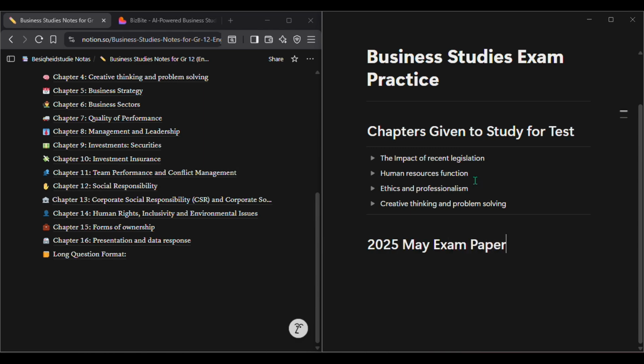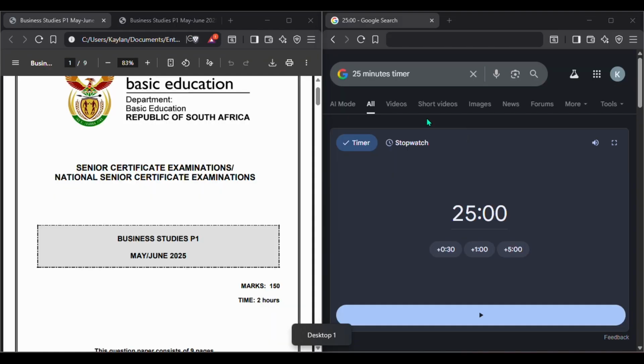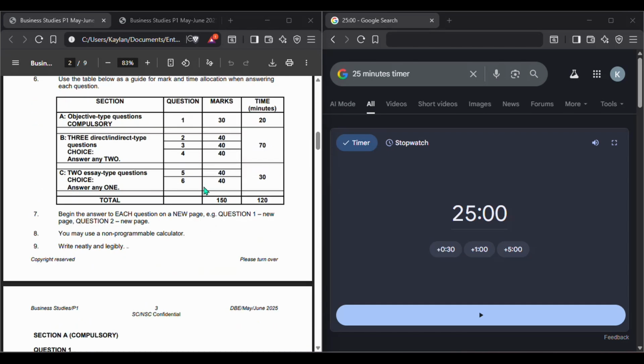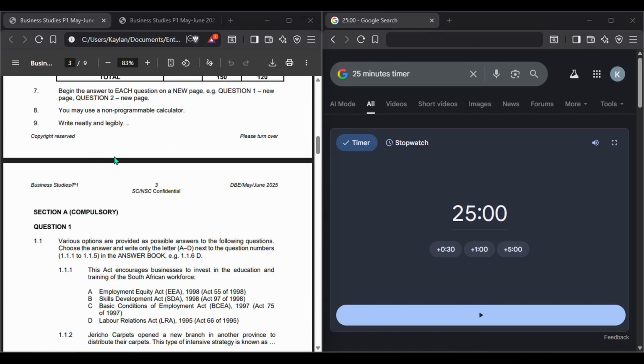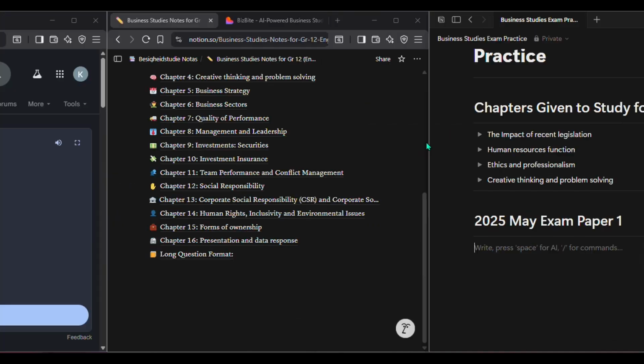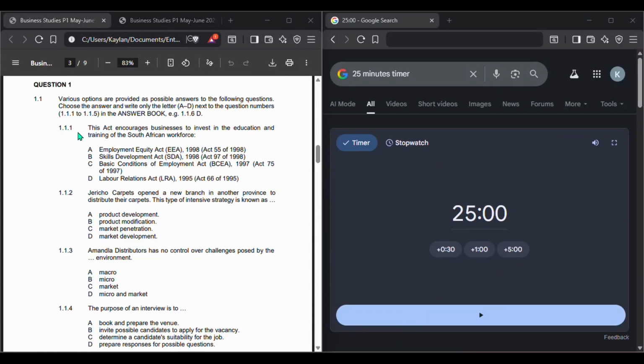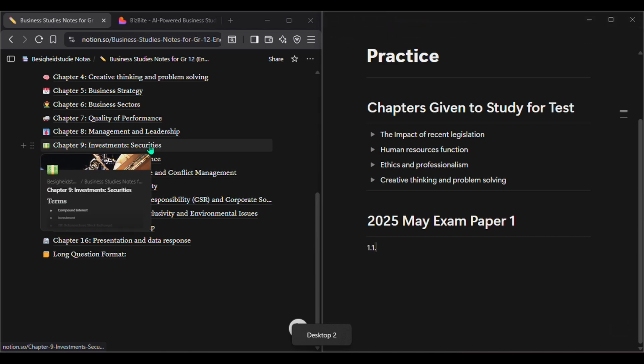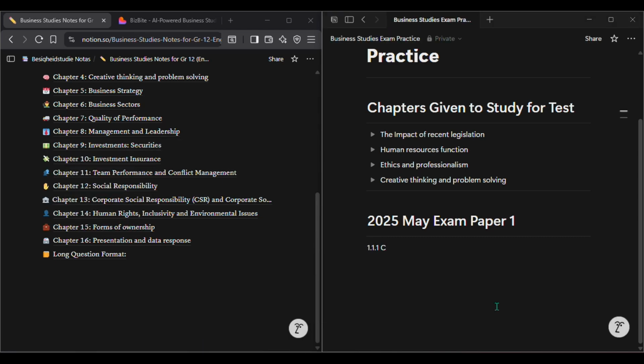May exam paper 1. We immediately start there. Remember, we'll be doing the whole exam paper, the entire thing, but you'll only be answering the questions related to the chapters that you've been given to study. If they do not fall within those chapters, you do not study them. Obviously question 1.1.1 falls within the chapter that we need to study, so you go ahead and answer that. So 1.1.1, and the answer right there is C.